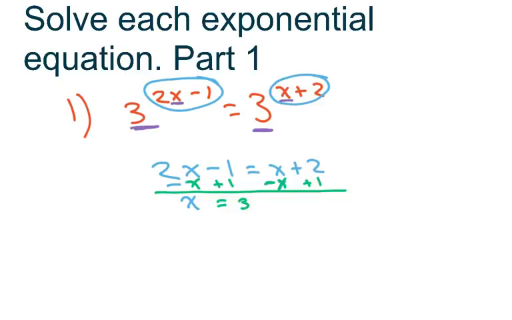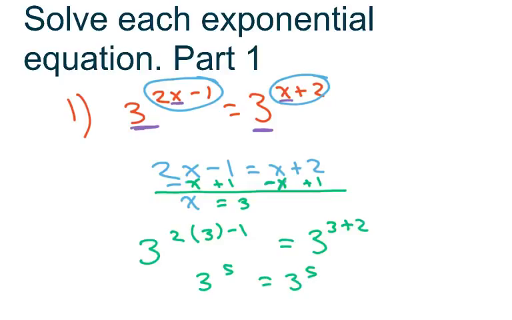Okay? So if you want to check this, you can plug in the x. And I'm not going to check all of these, but you plug in the x, which is 3, back into your original equation, and you get 3 to the 5th equals 3 to the 5th. That would be your check. Okay? So I'm going to let you check a lot of these.